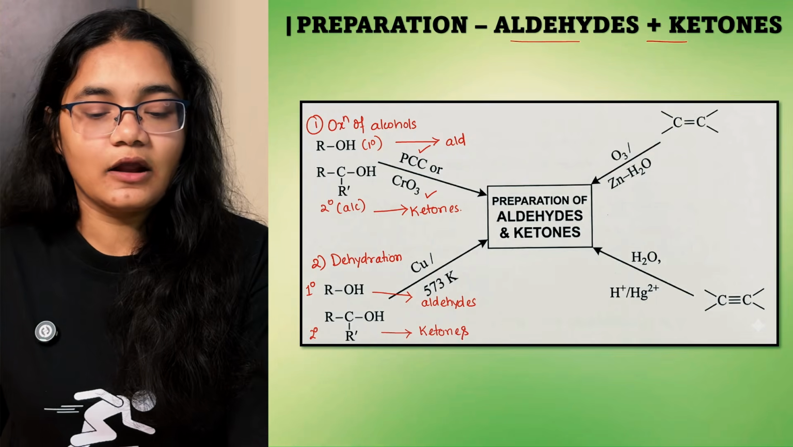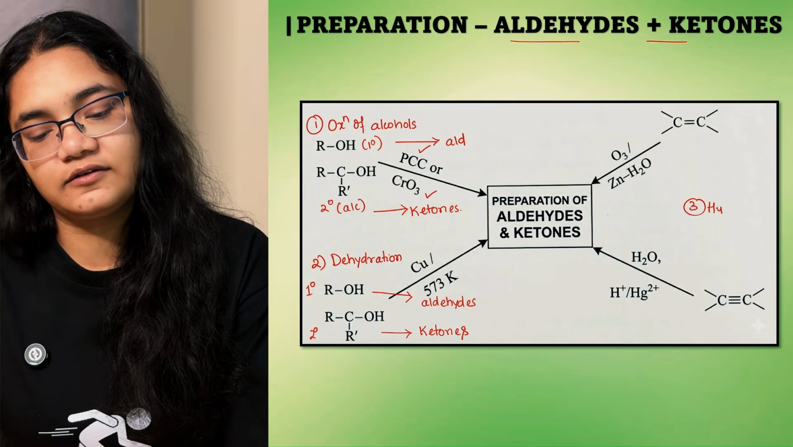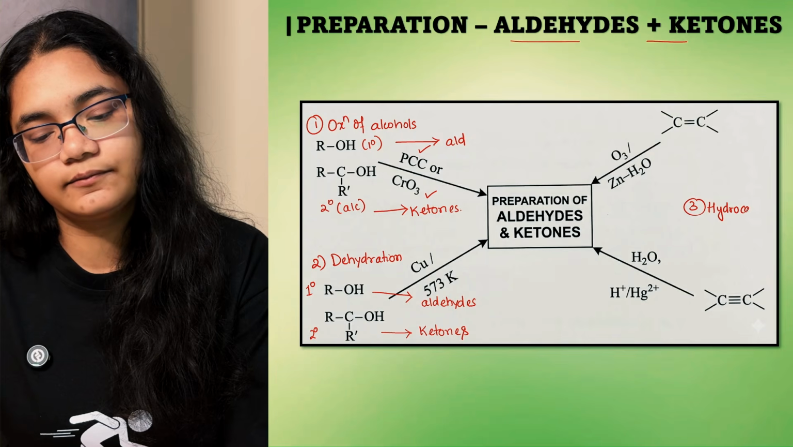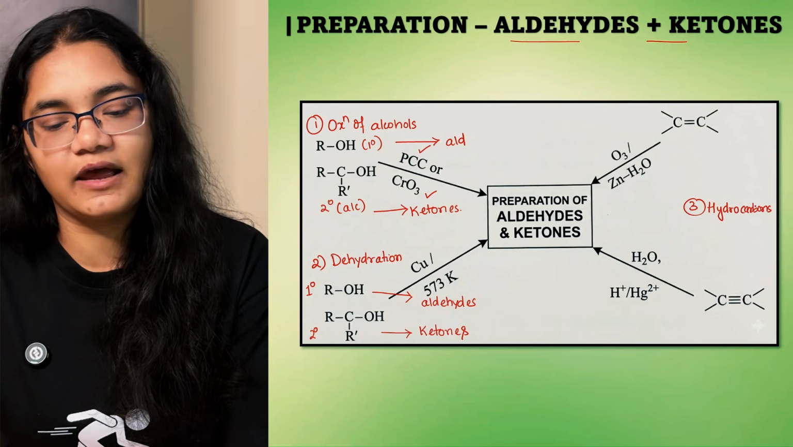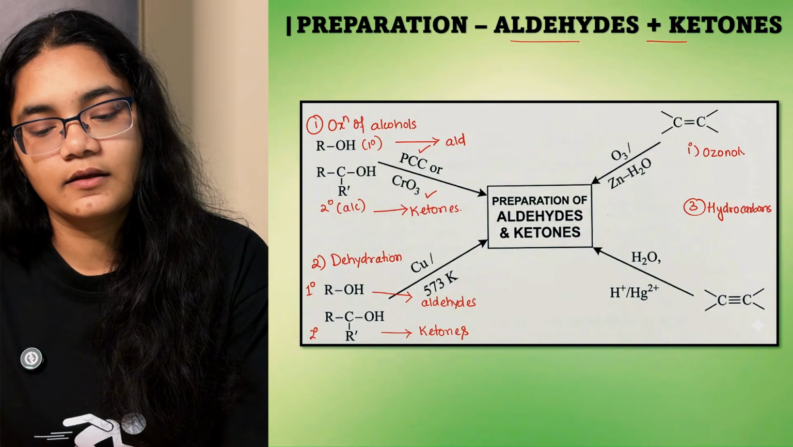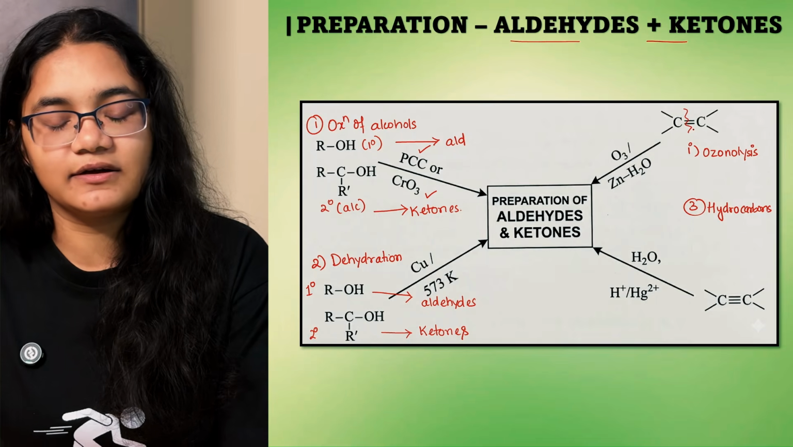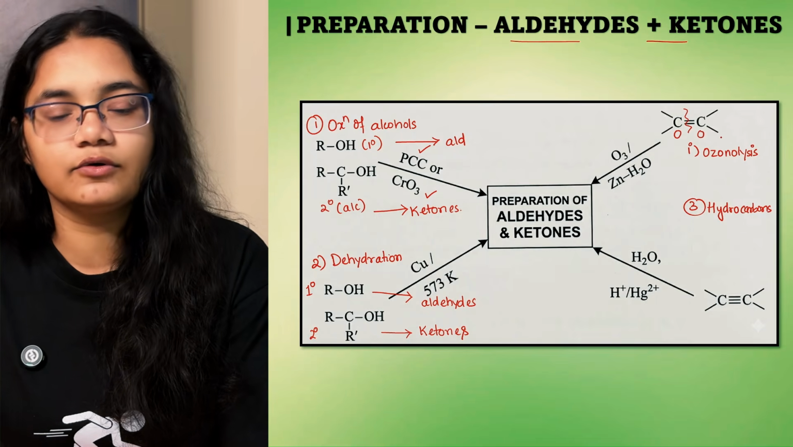Okay, now the third one is from hydrocarbons, right? The third one we have to remember is from hydrocarbons. And in hydrocarbons, we have two methods. The first one is ozonolysis. Okay, here what will happen? The bond will break like this, and once the bond breaks, you can add oxygen to both the sides.